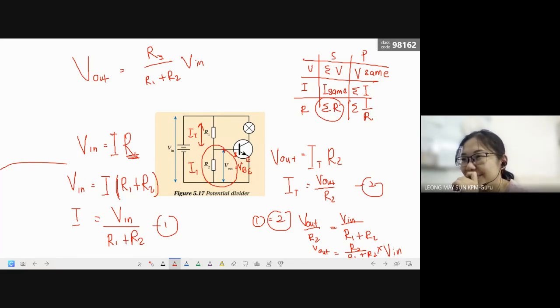Okay, now we're going to use the textbook first. The textbook is actually talking about the use of a transistor as an automatic switch. Let me copy and paste first. While I copy and paste, you try to breathe first.